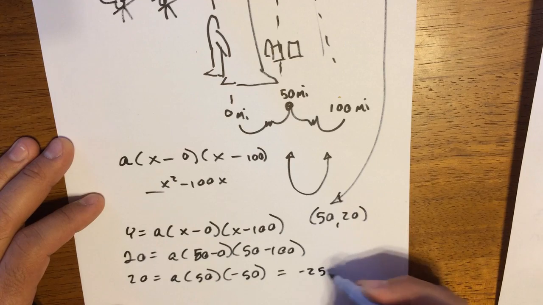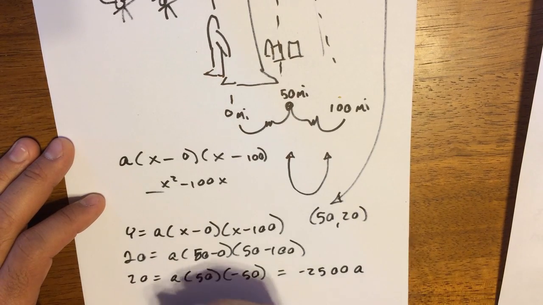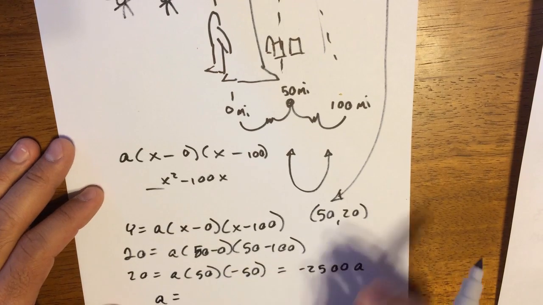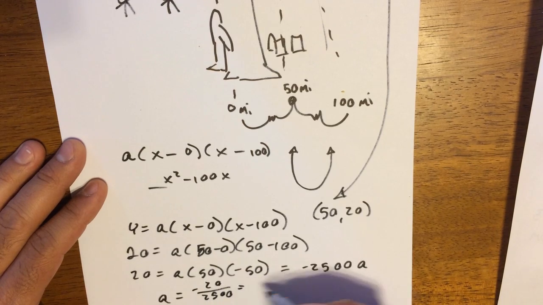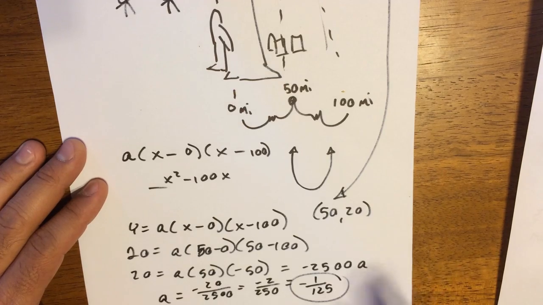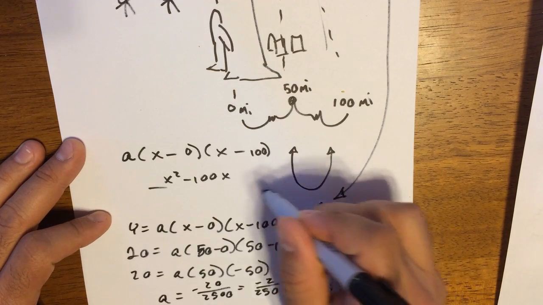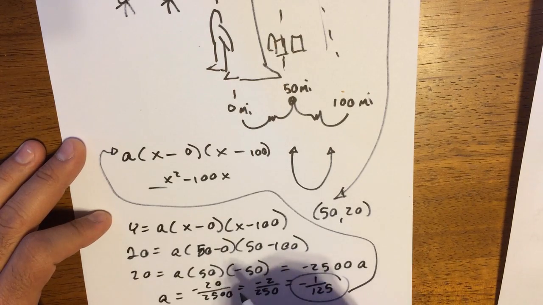Negative 2500a. And then we would divide it out. So we would get an a value of negative 20 over 2500, or negative 2 over 250, or negative 1 over 125. So that's our a value. We're going to take this a value and put it back up here and distribute it throughout.